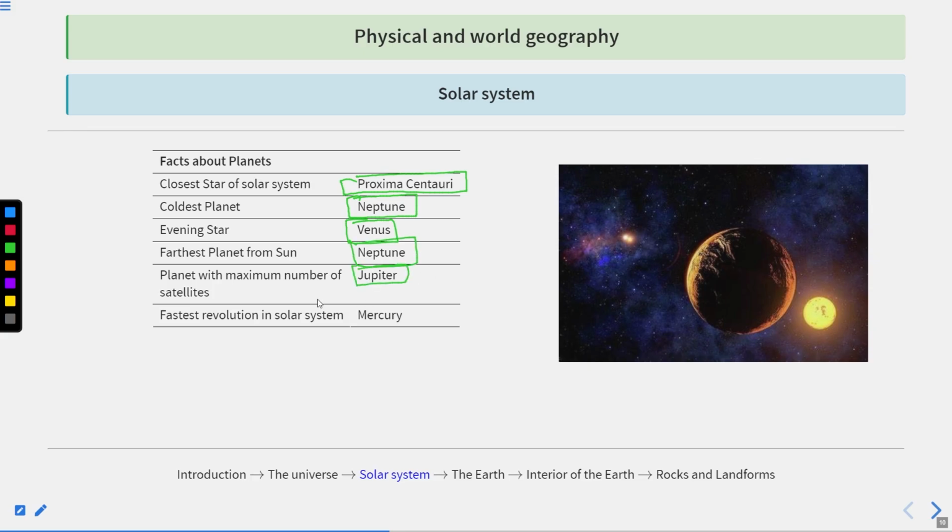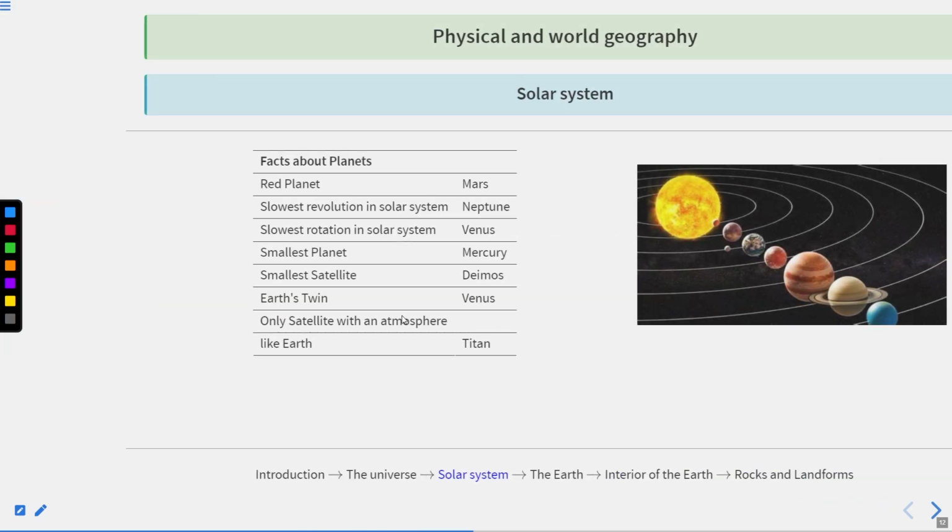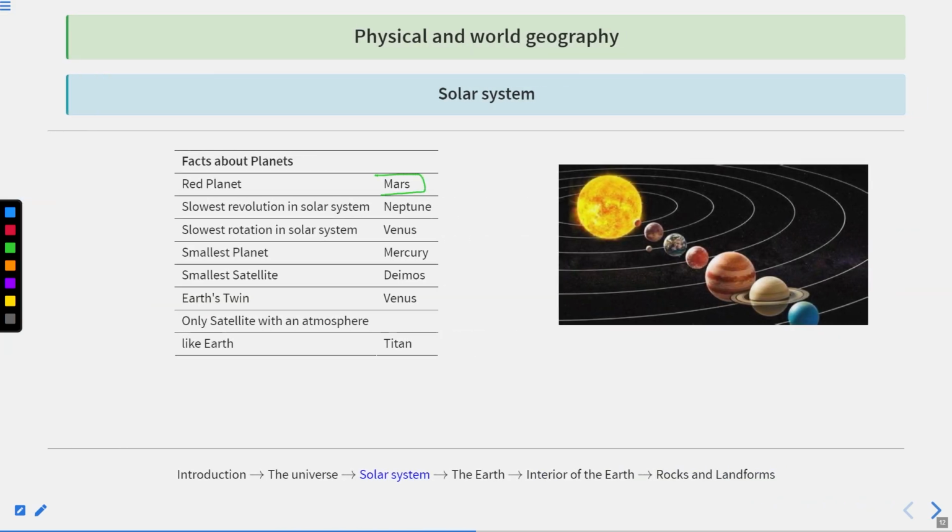The planet having the maximum number of satellites, Jupiter. Fastest revolution in the solar system, Mercury. The hottest planet is Venus. Densest planet is Earth. Fastest rotation in the solar system is Jupiter. Morning star, Venus. Nearest planet to Earth, Venus. Nearest planet to the Sun, Mercury. Red planet, the nickname we use for Mars. Slowest revolution in the solar system, Neptune. Slowest rotation in the solar system, Venus.